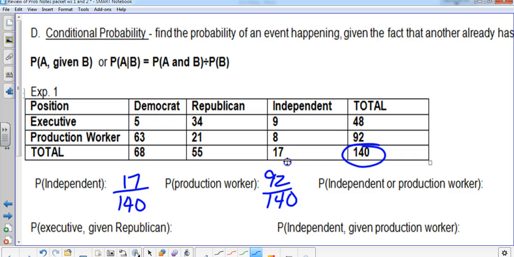You could take all the independents, all the production workers, and then subtract off the independent production workers. I don't usually do that. I just go, okay, production worker, production worker, production worker, or independent. Well, that means we've got to include those, and I just figure out how many total winners. I don't do the plus and minus and all that. It's really 92 production workers and 9 more, so it's 101, I believe. Okay?